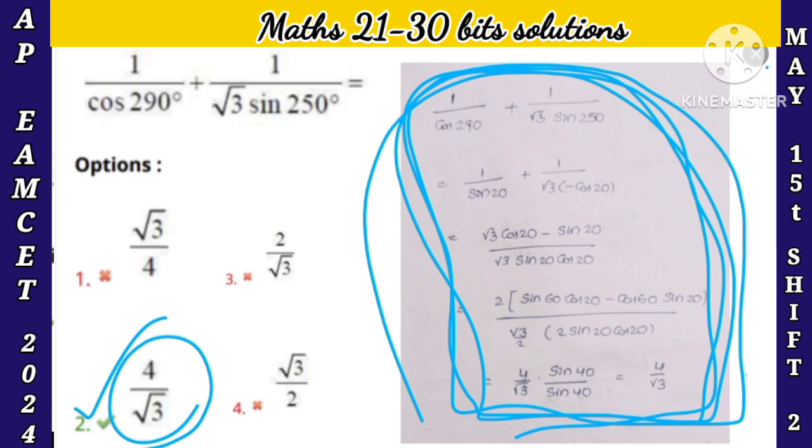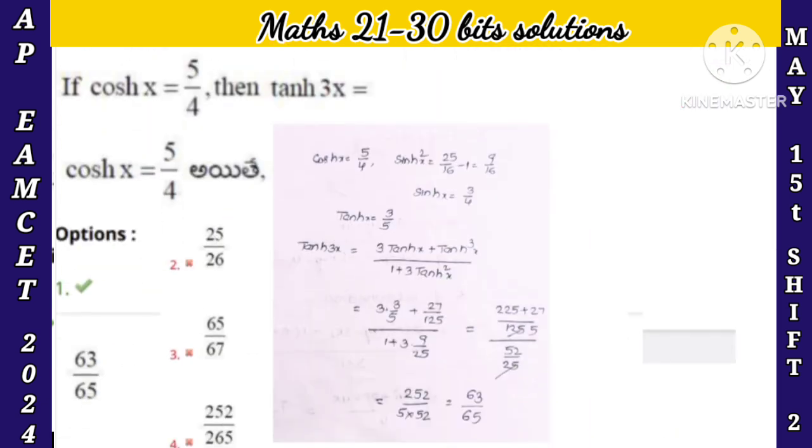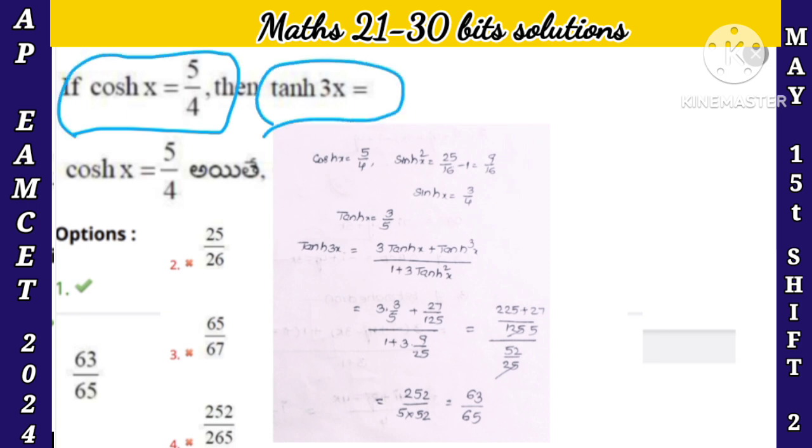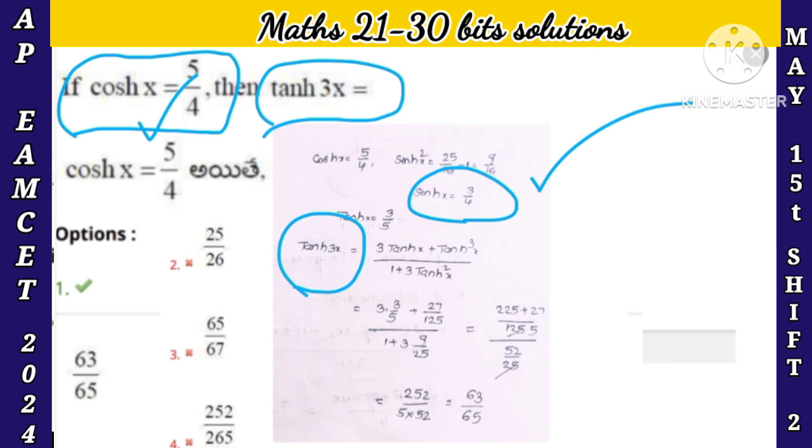Okay, now see the next problem. The question is, if cos hx is equal to 5 by 4, then what is the value of tan h3x? Cos hx is equal to 5 by 4, then what is the value of sin hx? The direct EAMCET model. But here we want the tan hx value. Simply finding the tan hx value and substituting the values to get the answer is the only process here.